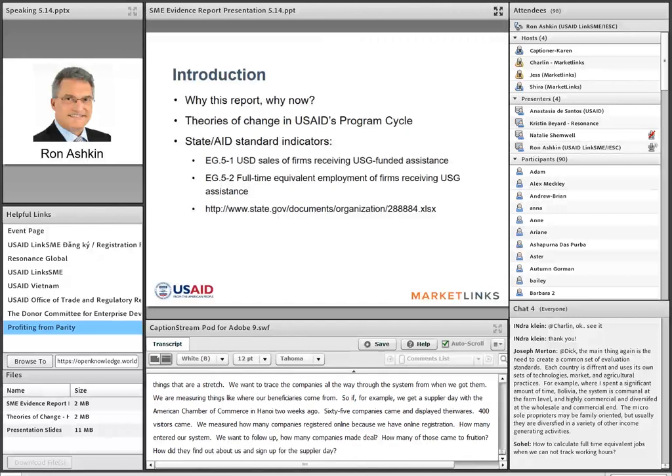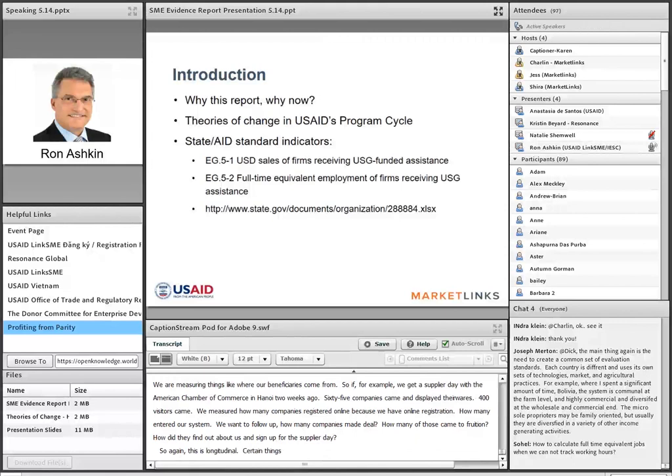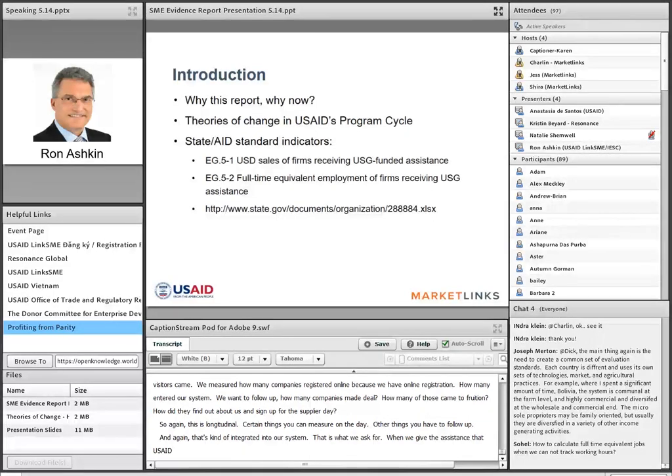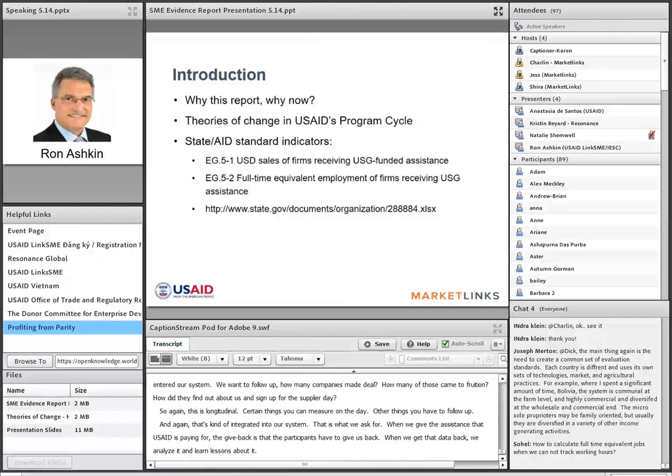Yes, so again, it's longitudinal. There's certain things you can measure on the day, but other things you have to follow up. And again, that's integrated into our system. That's what we ask for. When we give this assistance that USAID is paying for, the give back is that the participants have to give us that. When we get that data back, we analyze it and we learn lessons from it, and that teaches us how to do better in the future.